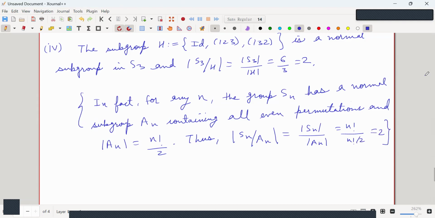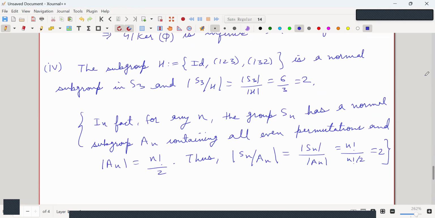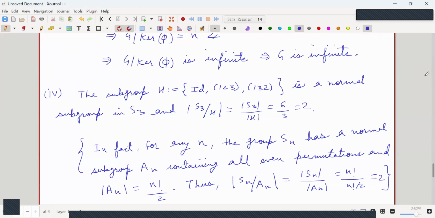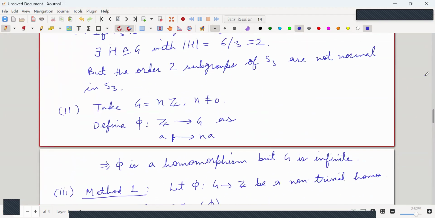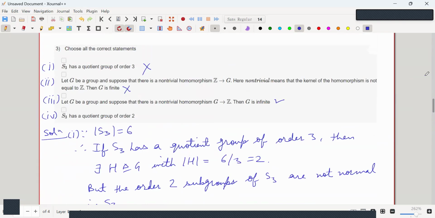Okay, so S3 is not a special case. This is true for any symmetric group Sn. Okay, so this is also correct.